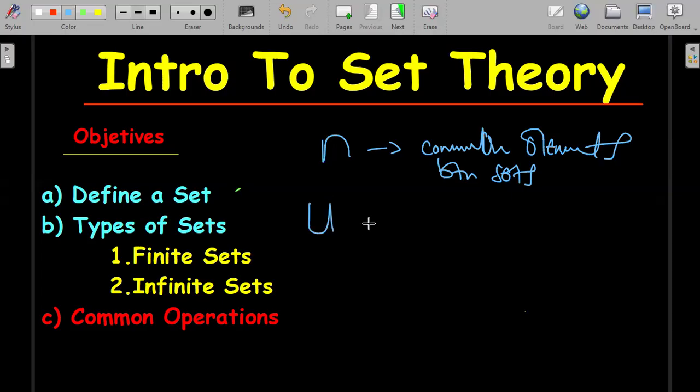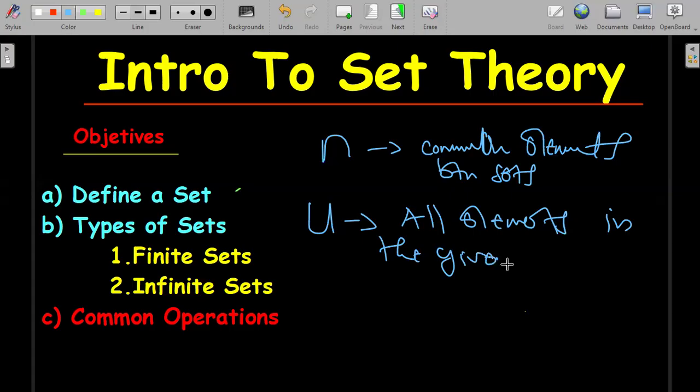And then we have union, which simply means that you are combining all elements in the given sets. If you have set A and set B, you get all the elements in set A as well as all the elements in set B. You combine them, and you're going to have a union of those two sets. What you should note under union is that if the same element appears in two sets, you only write it once in the union.